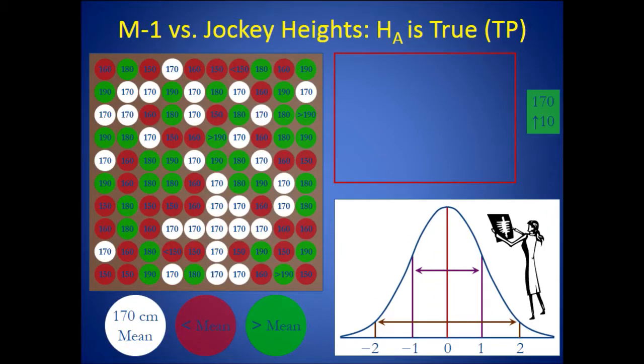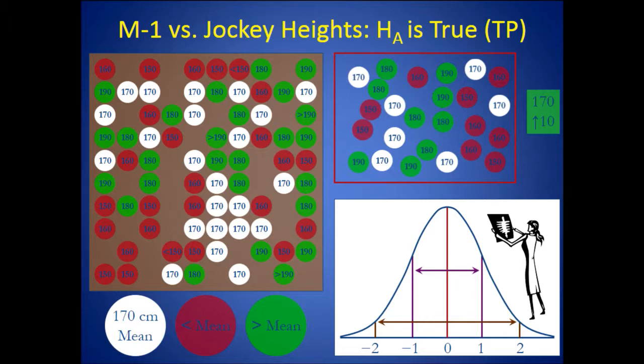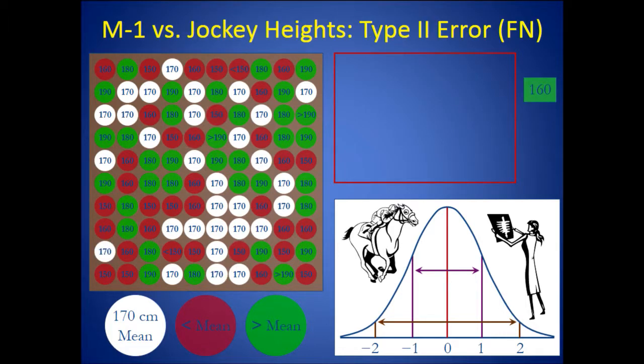So in this case, the alternative hypothesis is true. There's a difference between the heights of first-year medical students at Emory and the mean height of jockeys. And hopefully your sample of your underlying population will reflect this, and you'll be able to reject the null hypothesis. But of course, you could screw it up.